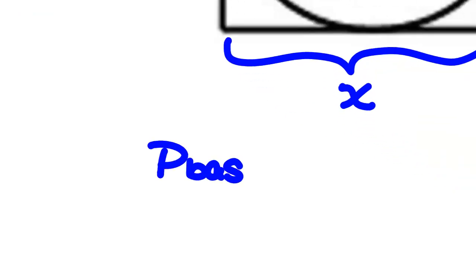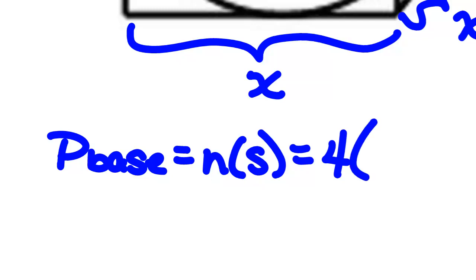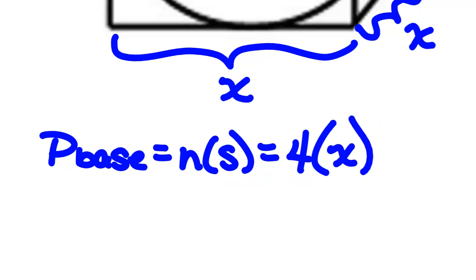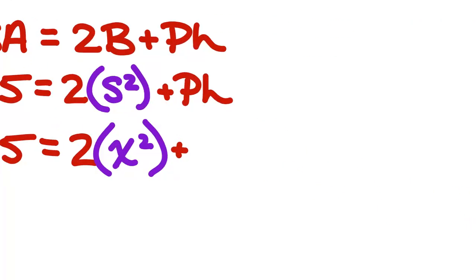The perimeter of my base, you said it's a square, so that means it's a regular polygon, right? All my sides are congruent. How many sides does my square have? 4, and each side is how big? X. So my perimeter would be 4x. So I'm going to put 4x in for the perimeter, times the height, which is x.